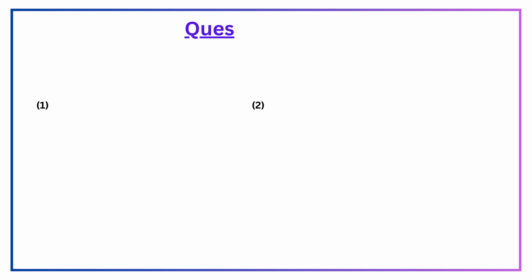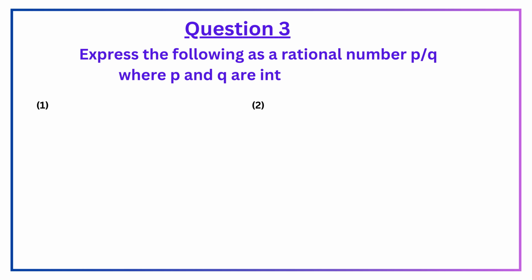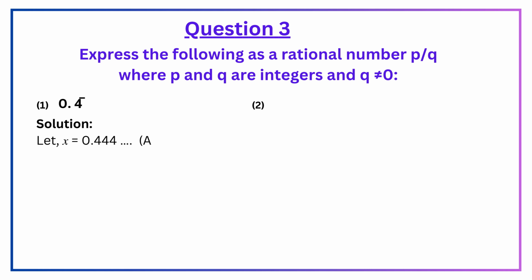Students, now we will solve question 3. Express the following as a rational number, p by q, where p and q are integers and q is not equal to 0. Sum 1, 0.4 bar. Here, bar on 4 means it can be written repeatedly.